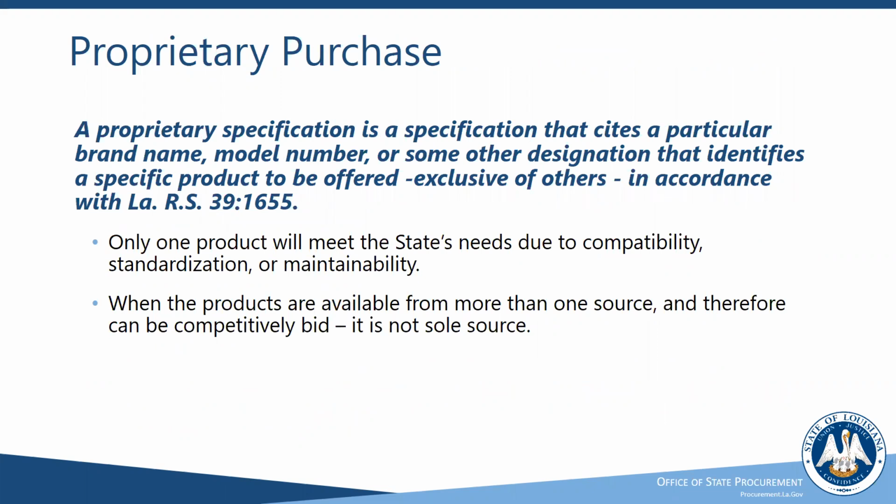Moving now from sole source to proprietary, a lot of people get these two confused. So we're going to talk about what proprietary means. A proprietary specification is a specification that cites a particular brand name, model number, or some other designation that identifies a specific product to be offered exclusive of all others in accordance with Louisiana Revised Statute 39:1655. So basically what this means is that only one product is going to meet the state's needs due to compatibility, standardization, or maintainability. Those are the key words we're looking for.